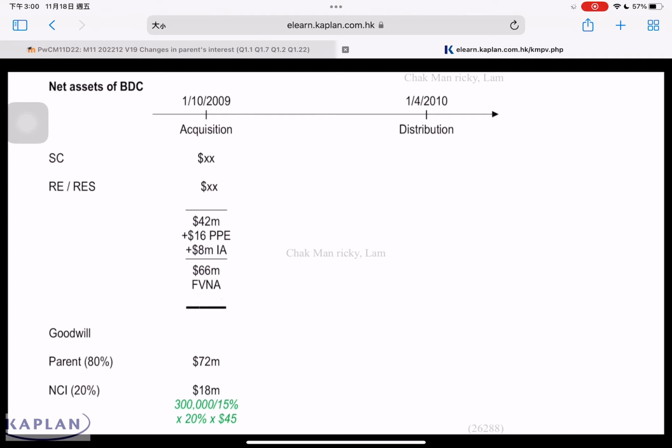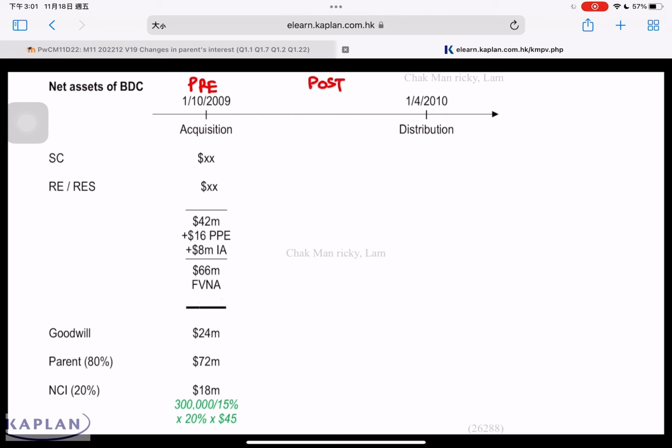Normally, how do you calculate goodwill? You take the cost of control plus the NCI minus the fair value of net assets. The difference is goodwill: 72 plus 18 minus 66. The goodwill at the acquisition date is equal to 24. This column is a very important column. The pre column is for us to calculate goodwill.